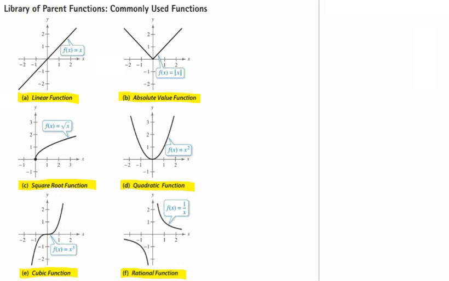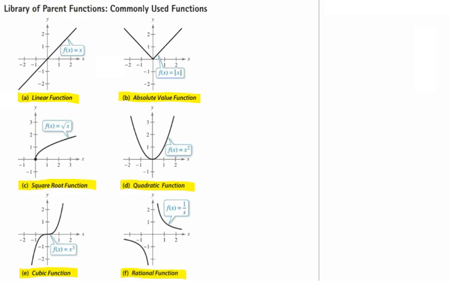In this video, we're going to be talking about parent functions, shifting, reflecting, and stretching graphs. So here we see 6 commonly used functions: linear functions, absolute value functions, square root functions, quadratic functions, cubic functions, and rational functions.